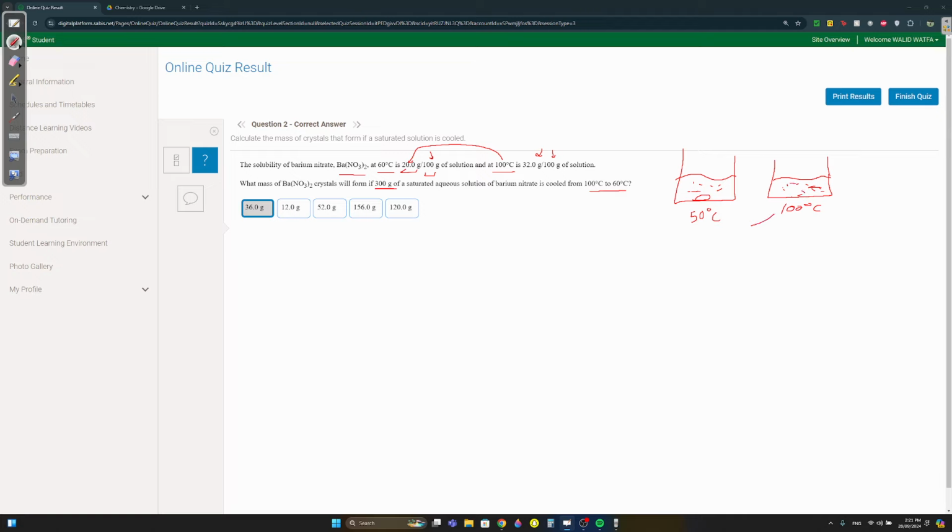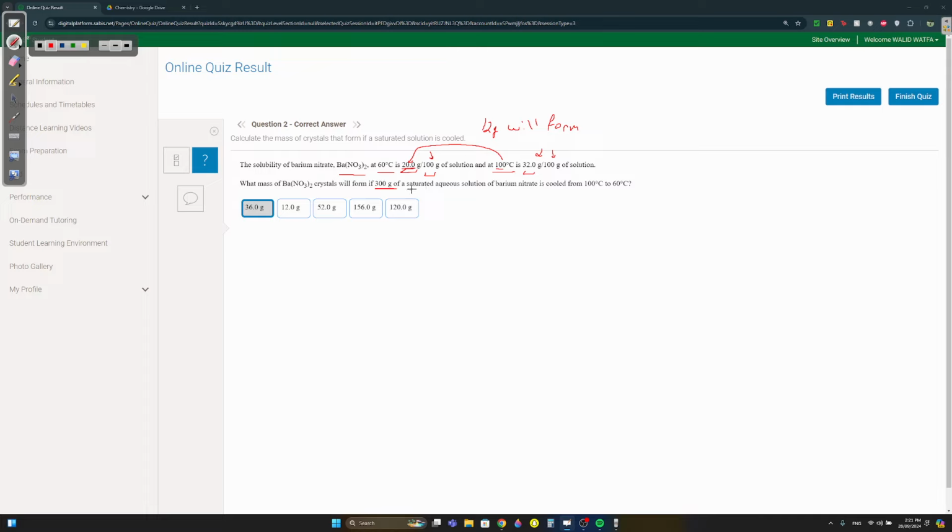What happens if you cool this temperature back down to 50? The sugar molecules will undissolve and turn back into precipitate. So my point here is what they're saying. It was at 100 and they went back to 60 degrees. How much are you going to lose? At 100, 32 grams dissolve. At 60, 20 grams dissolve. So that means 12 grams will form.